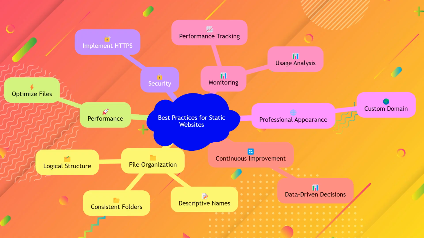To ensure the success of your static website, it is important to follow best practices. These include organizing your files logically, using descriptive file names, and maintaining a consistent folder structure. Additionally, you should optimize your static files for performance, implement HTTPS for security, and configure a custom domain for a professional appearance. Regularly monitor your website's performance and usage, and make data-driven decisions to improve user experience. By following these best practices, you can create a fast, secure, and reliable static website on Azure.